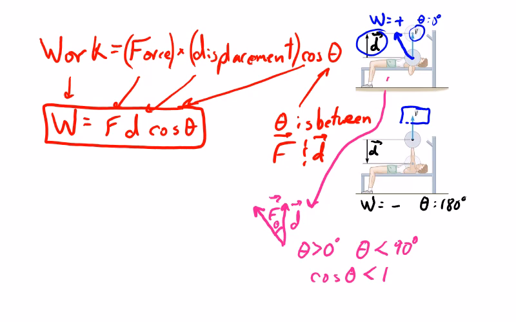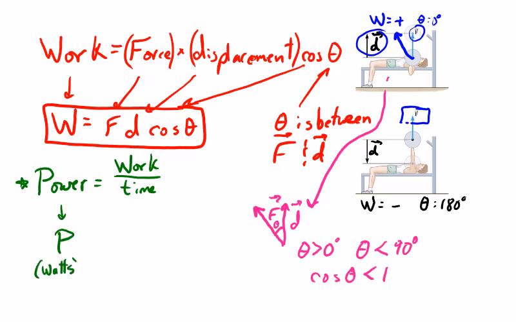Now, the last thing I wanted to talk about today, because it doesn't take a whole lot of time, is the idea of power. We have talked about power in our electricity chapter, and it was equal to the voltage multiplied by the current, or it was energy over time. But the basic definition of power is the amount of work you do divided by time. In other words, it's the rate at which you do work. So our equation of power, which is going to be measured in watts, would be our work divided by time.